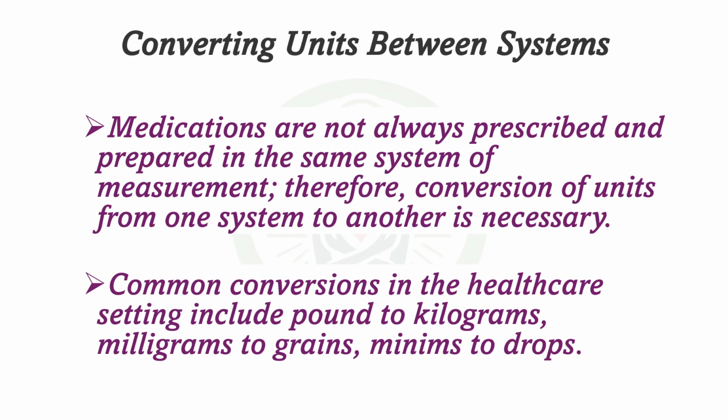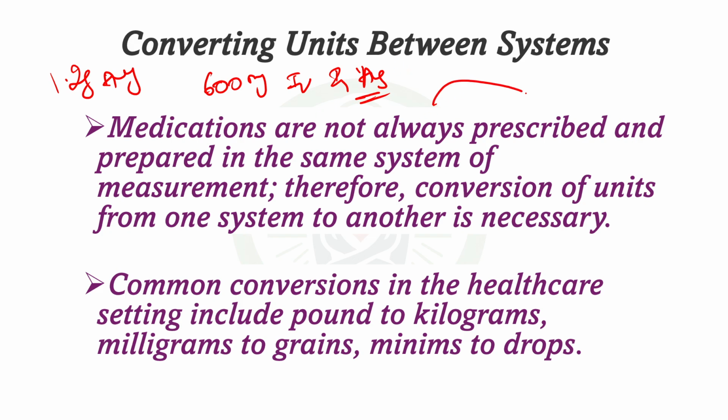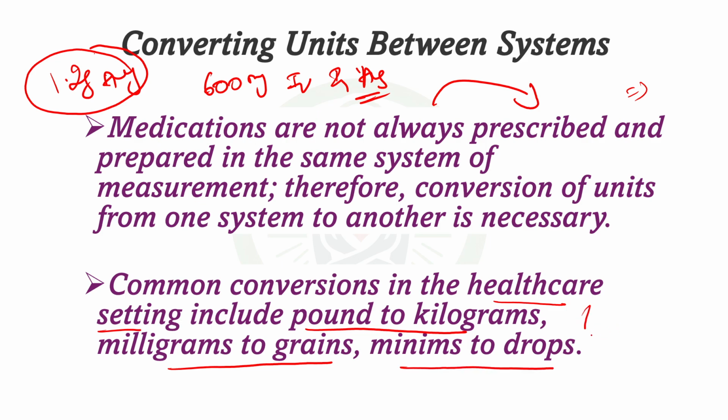Okay. Sometimes doctors won't prescribe the amount that is available in the ward. For example, we have 1.2 grams of Augmentin, but they will write 600 mg IV injection Augmentin, right? So we need to convert to the prescribed value, and only then are we going to administer. So common conversions in healthcare, especially in hospital settings, will be like pounds to kilos, milligrams to grains, minims to drops. Like that we are going to convert and administer the medication.